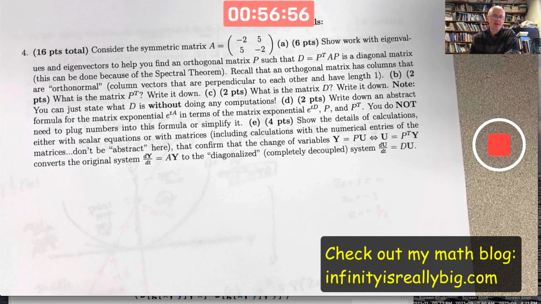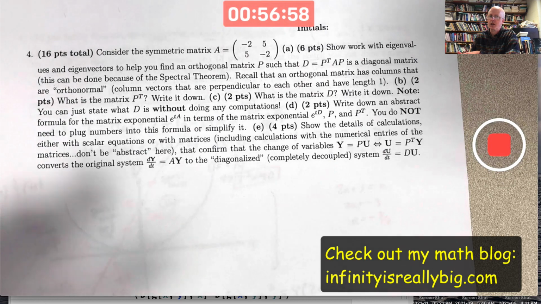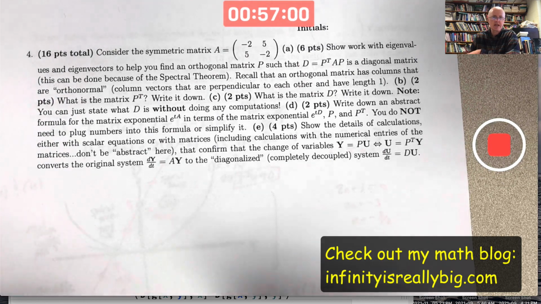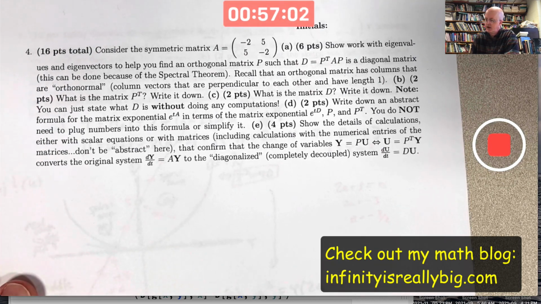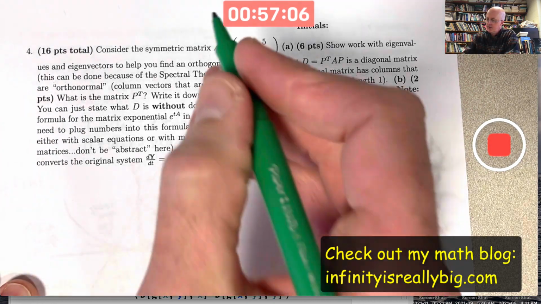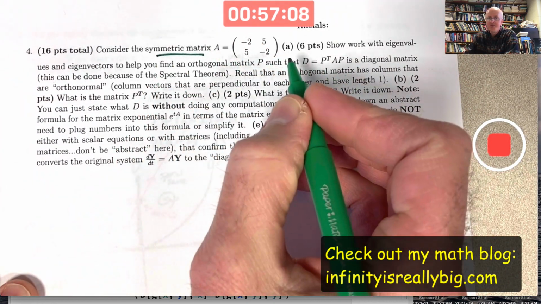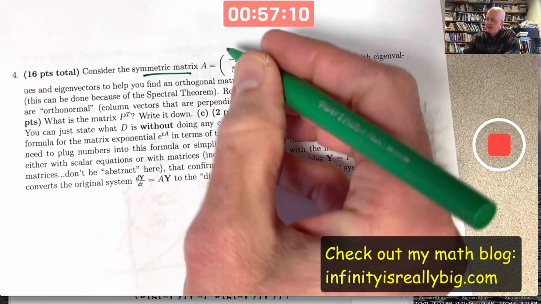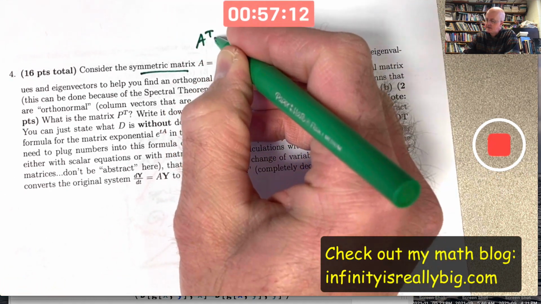I'm teaching this in the context of a differential equations and linear algebra class, and so I want to relate differential equations to linear algebra, besides just the basics of eigenvalues and eigenvectors. What I have here is called a symmetric matrix. And that means its transpose is itself.